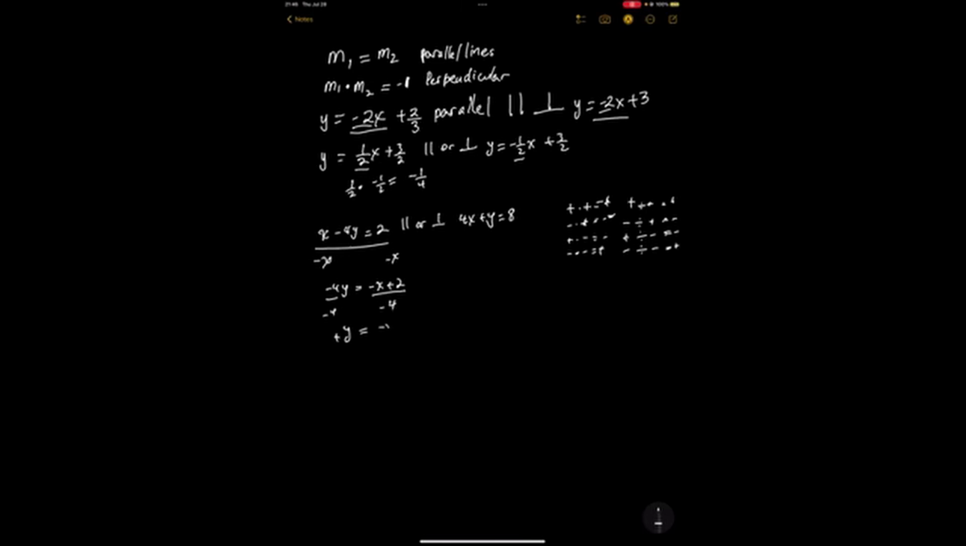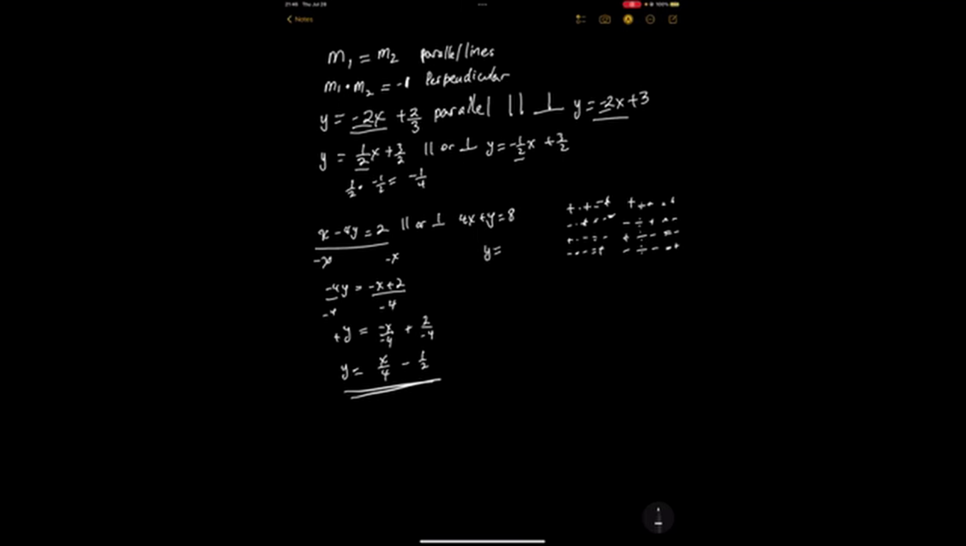So that will be negative x over negative 4 plus 2 over negative 4. Therefore, y equals x over 4 minus 1 over 2. And so that will be y for the first equation. Let's look at y for the second equation.